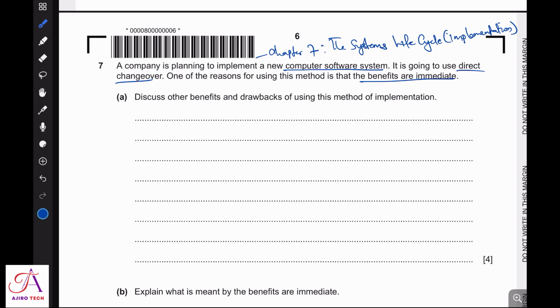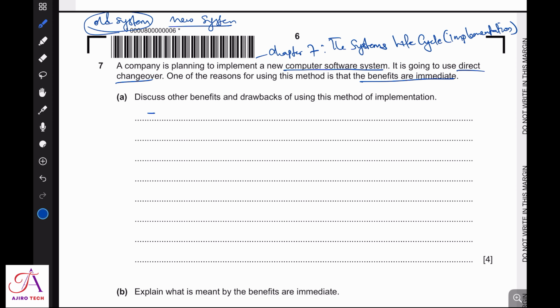Now, when we talk about direct changeover, we're talking about the old system and the new system. This is where the old system stops working overnight, and the new system is implemented. Now, the disadvantage of this is that if the new system stops working, there'll be nothing to fall back to, right? So I've just given you a whole idea of what we are about to write. It's also very cheap. Why is it cheap? It's cheap because you're only using the new system in terms of staff acquisition.